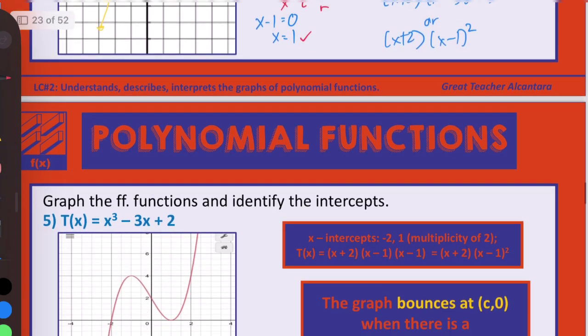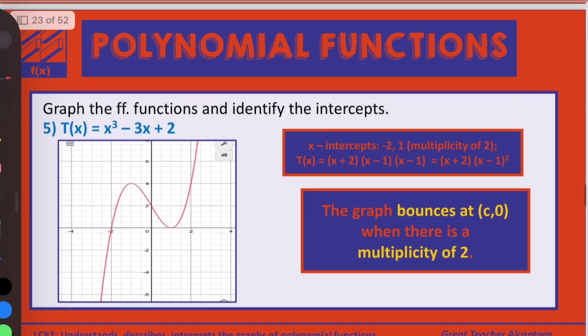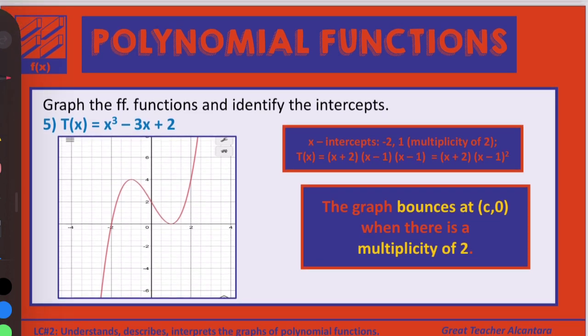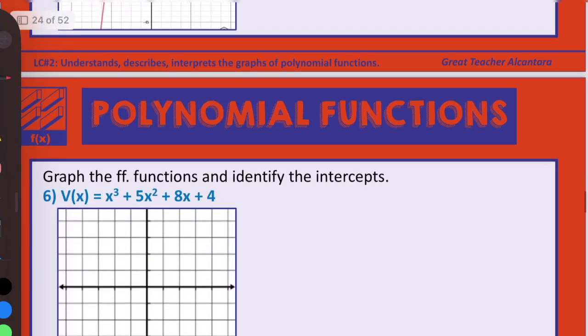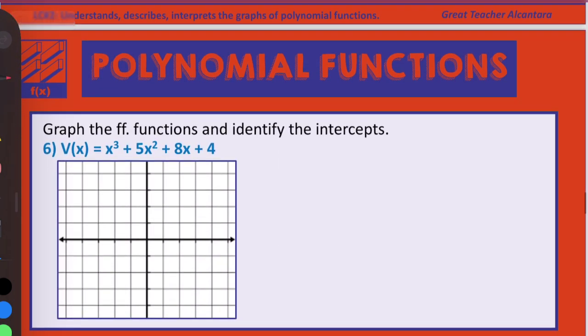Again, this is how it looks. It bounces at positive 1. If we continue, we'll see this function: x raised to 3 plus 5x squared plus 8x plus 4. Once again, you may type this entire thing or do it manually, and you'll get the entire x-intercepts for this function.